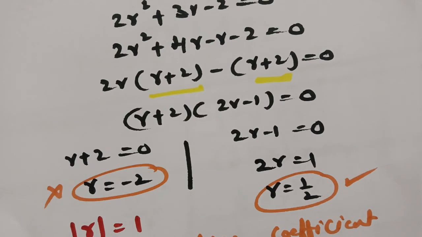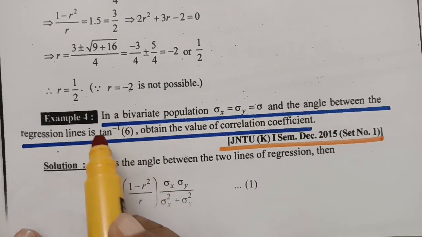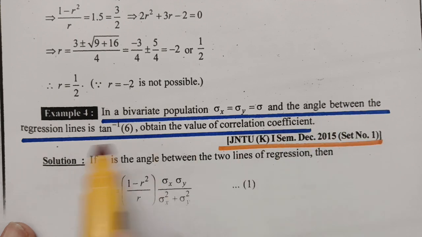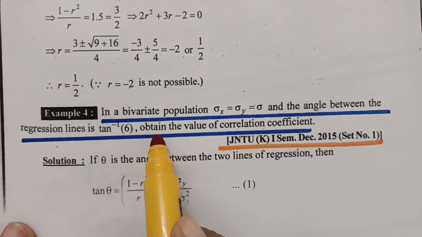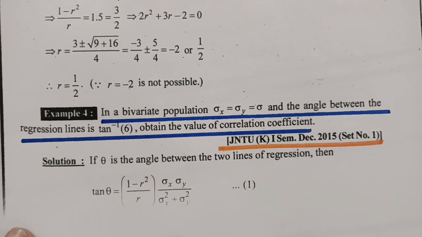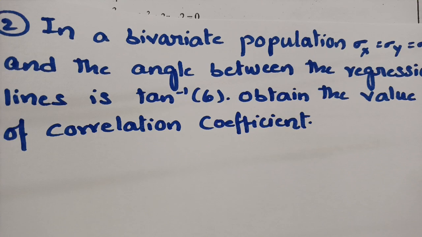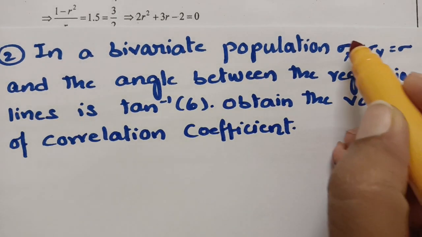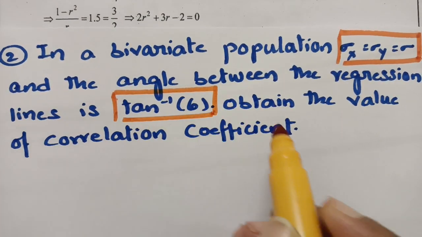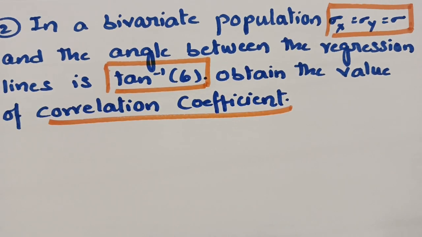And the next problem here from the textbook, these are all very important, repeatedly asked questions. See, in a bivariate population, sigma x is equal to sigma y is equal to sigma, and the angle between the regression lines is tan inverse of 6. Obtain the correlation quotient. Here the condition is given and the theta value is given. Here the angle is given as tan inverse of 6 and sigma x is equal to sigma y is equal to sigma. We have to find the correlation quotient. Clear? And now, as you know, we have a formula here.